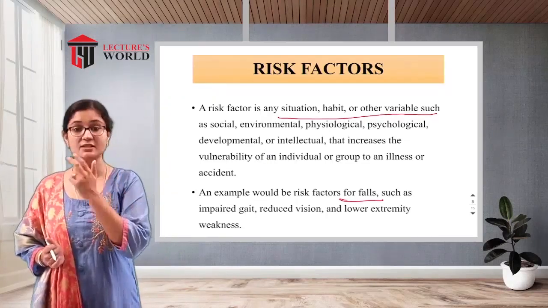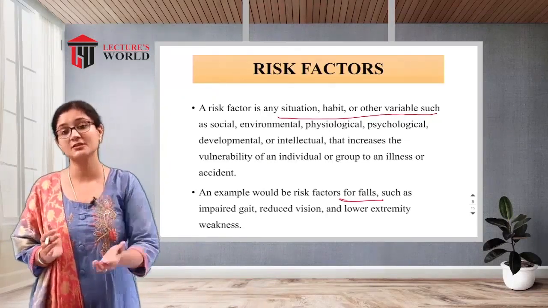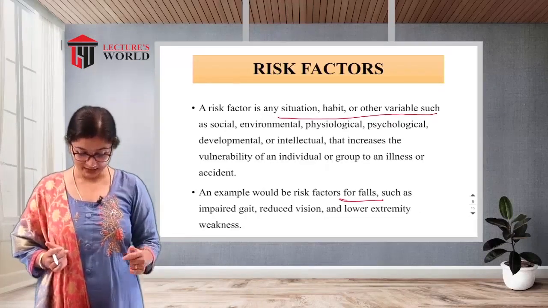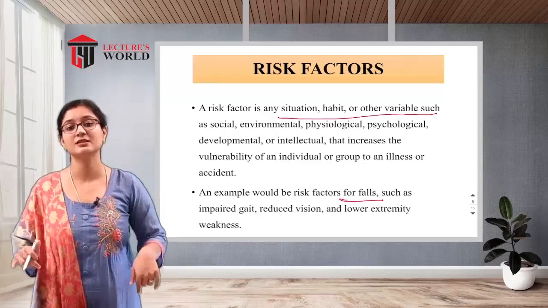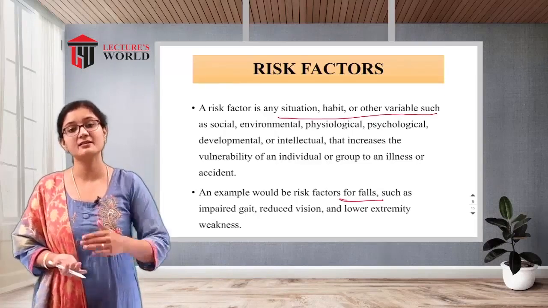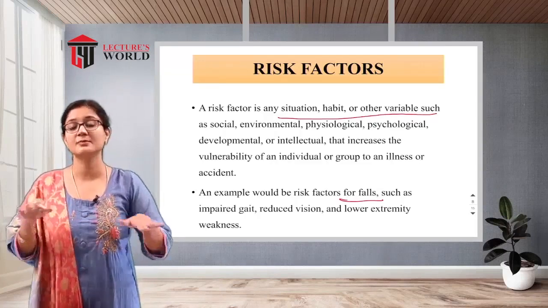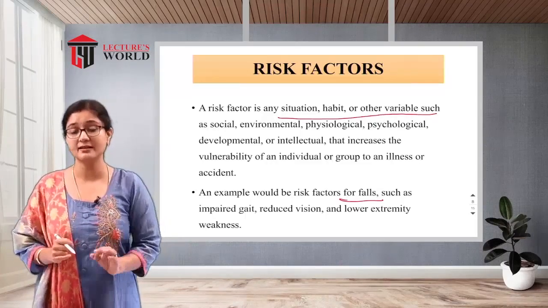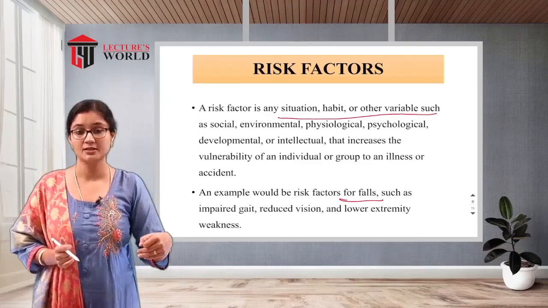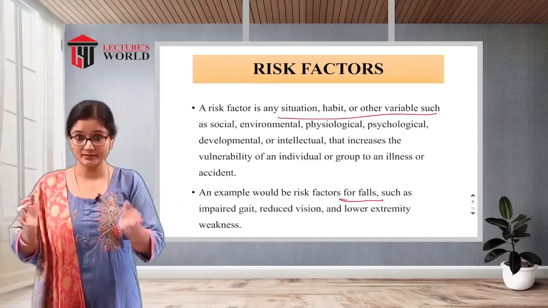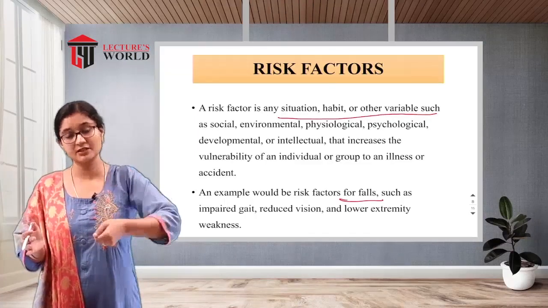Reduced vision, जिसको दिखाई कम दे रहा है, he or she will be at a risk for fall. Fall means गिरना. And lower extremity weakness, those who are having weakness in the lower extremity can be at a risk for fall. The same thing commonly we do in our hospital when a patient has been bedridden, we always take care that he should not fall from the bed. So what we do, we put up the side rails. Side rails are nothing but at the side of the bed there are rails which we raise up so that he doesn't fall.